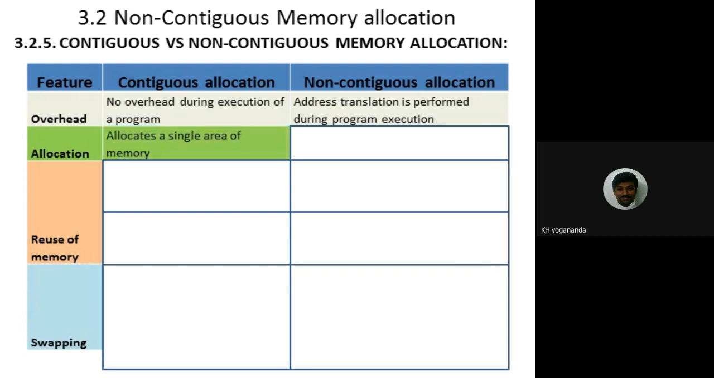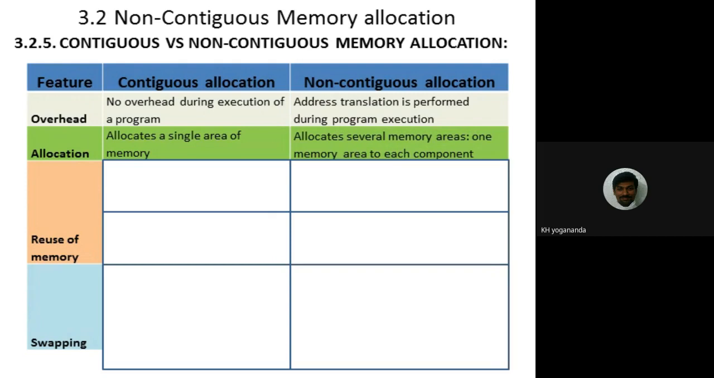Then allocation. A single area will be allocated in contiguous memory allocation, whereas several memory areas will be used for allocation in the non-contiguous memory allocation process. Why? Because here, whenever a process has a larger size, that process will be subdivided into components. Then those components will be allocated to available memory areas. So there will be several memory areas allocated in non-contiguous. Why? Because there is one memory area for each of the components.